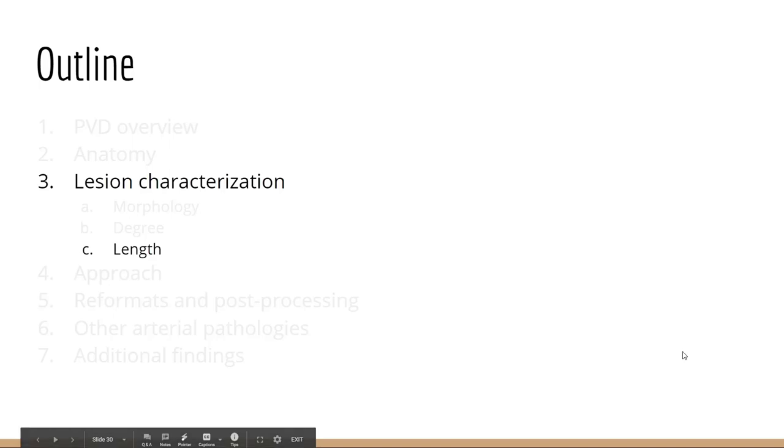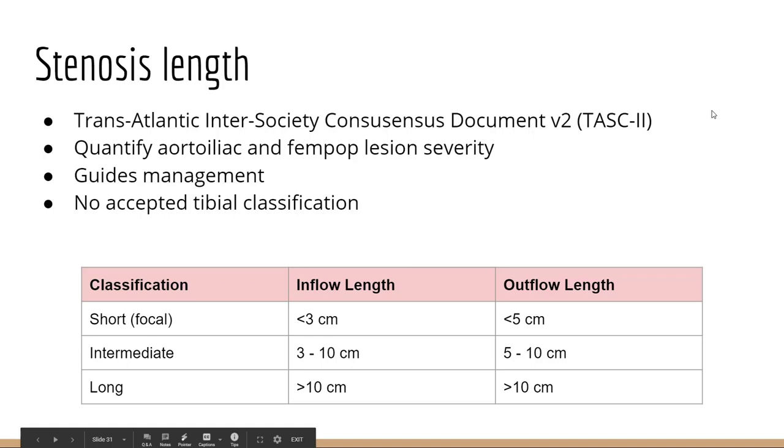Okay, lastly, the length of the lesion, which is also important in terms of classifying the lesion in question. The main reason being is because it affects how we manage the patient. There's a TASC classification system, part 2, that is actually now not so new, but still widely used in terms of assessing the degree of stenosis and potential management. So that's why we like to know the length. In terms of TASC 2, there are 2 classification systems, one for aortic and one for femoropopliteal lesion severity. And again, it does guide the management.